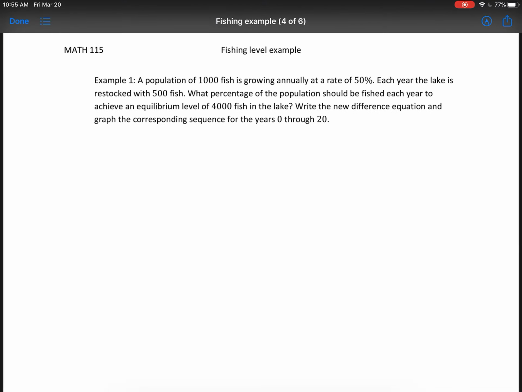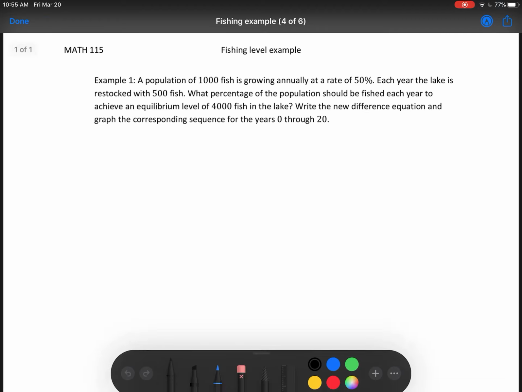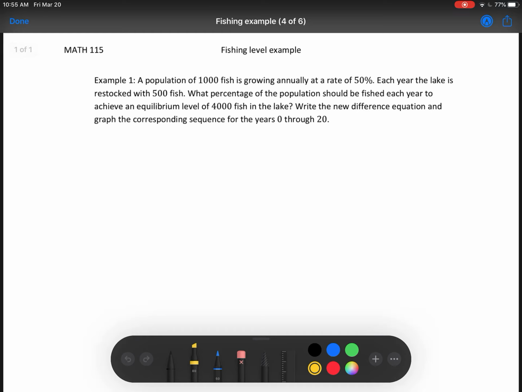All right, so let's walk through this example of how we're going to find a fishing level. Our population of 1,000 fish is growing at a rate of 50% annually, and the lake is restocked with 500 fish each year. We want to know what percentage of the population we should be fishing each year to reach the desired equilibrium level of 4,000 fish. So we are trying to find the fishing level, and then we're also going to try to write a difference equation.